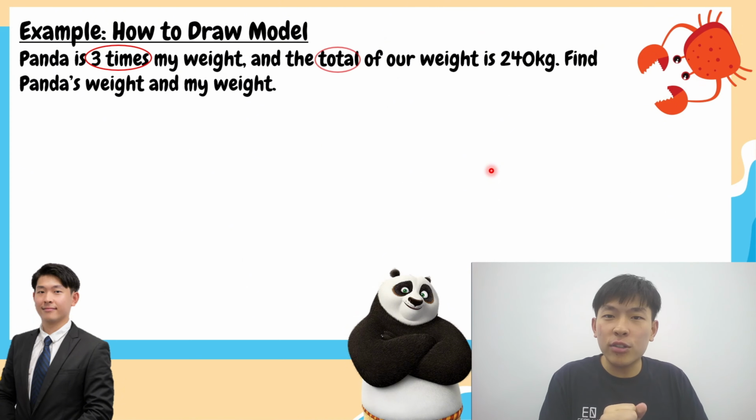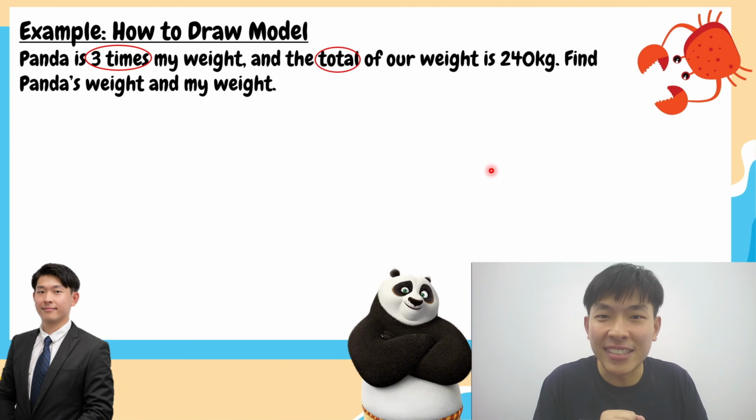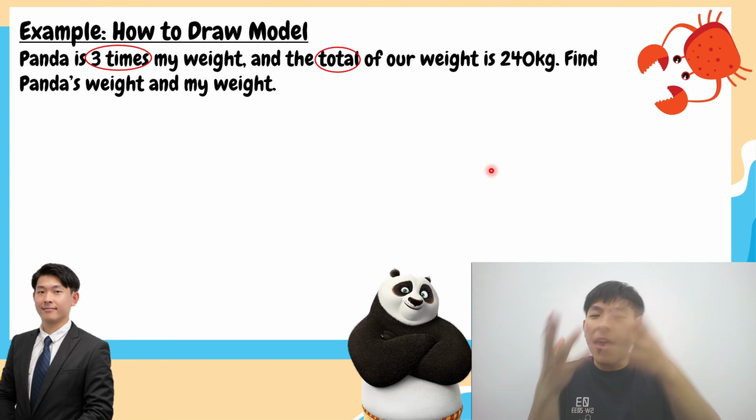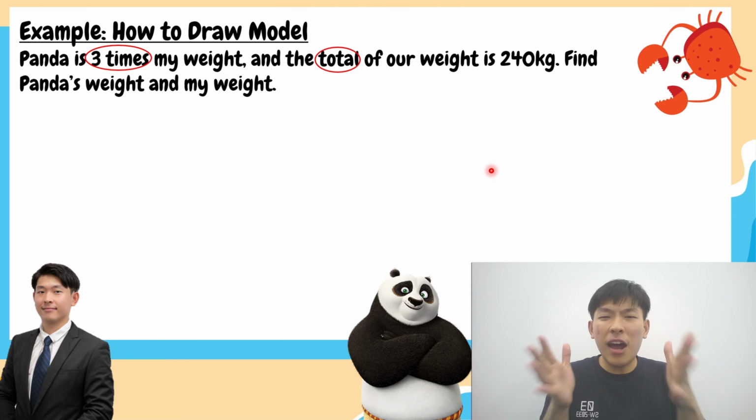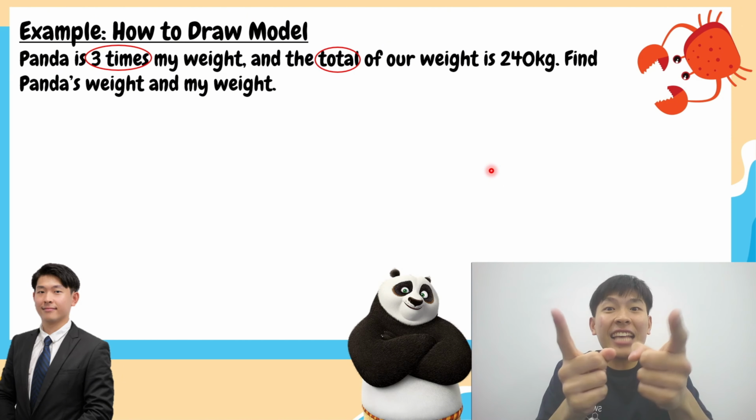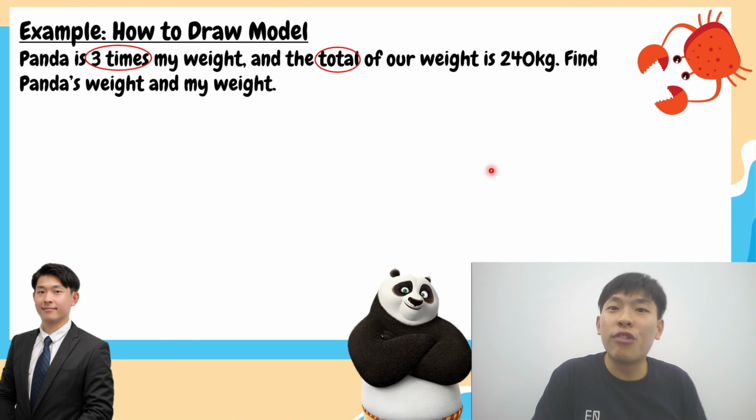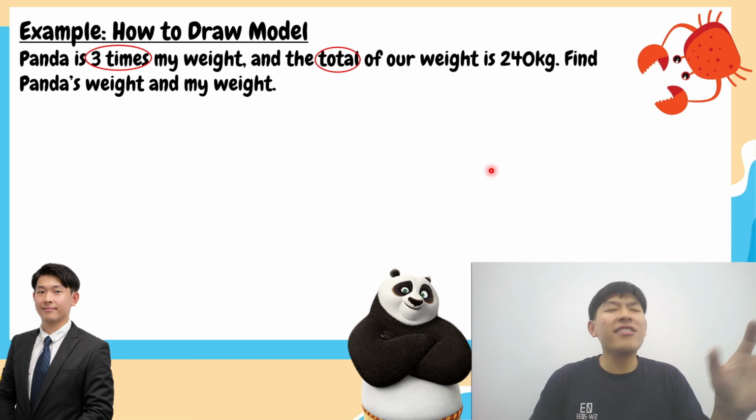Then we see that we also have a total. What relationship is this? Yes, it is the sum relationship. Now we have a sum and multiple relationship. What should we do? What method should we use? Yes, for those of you who know, we should draw a model. And for those of you who don't know, never mind. I will guide you through how to draw a model.